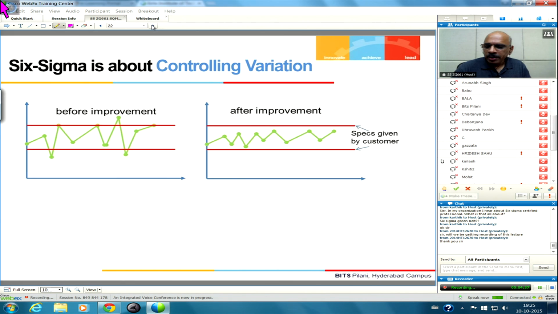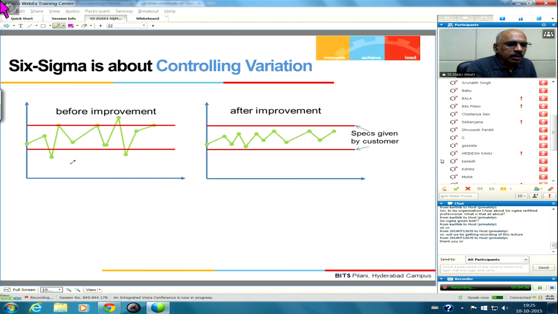If you are not following, don't worry. It's all about managing the variation. So you make the variation so narrow. It's not widespread, it's narrow.